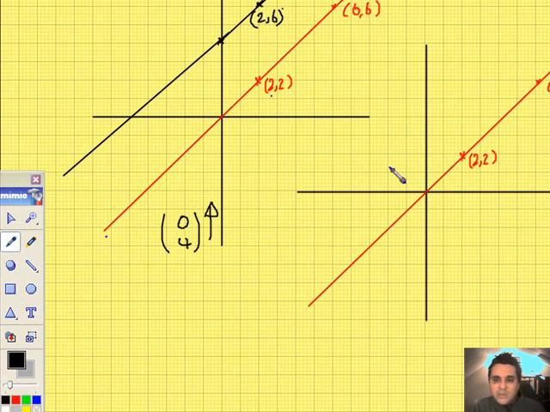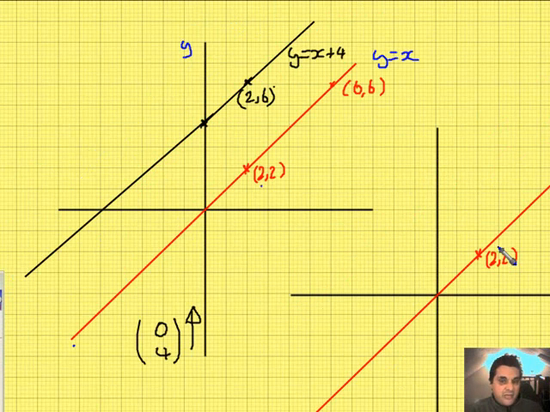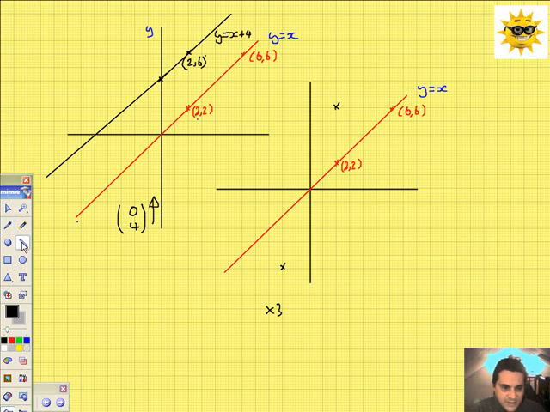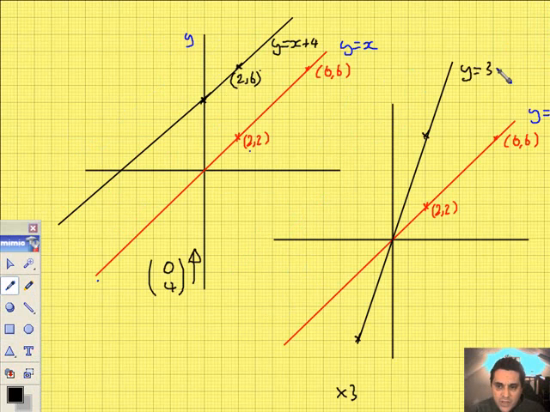That's it. Next one I've got to do is to apply a stretch of times 3 in the y direction. So like I said before, you leave the x alone but multiply the y part by 3. So 2, 2 becomes 2, 6. Let's just plot that in. 2, 4, 6, that's 2, 6, and by the same token minus 2, minus 2 becomes minus 2, minus 6, 2, 4, 6. So the effect of transforming the graph y equals x into this new graph, if you can check it carefully, is y equals 3x.